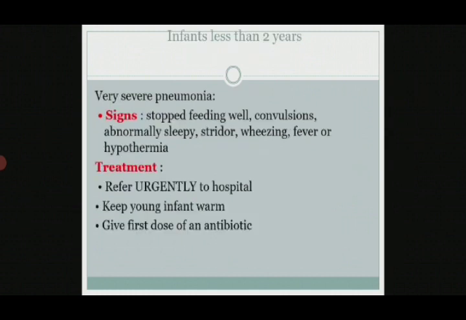Then we discuss acute respiratory infection. How will we assess the infant with acute respiratory tract infection less than 2 years? First, again, very severe pneumonia. What are the signs? Child stops feeding, child convulses, abnormally sleepy, child has stridor, wheezing, hypothermia and fever. Again treatment, child should be kept warm and referred urgently to higher authority after giving first dose of antibiotic.